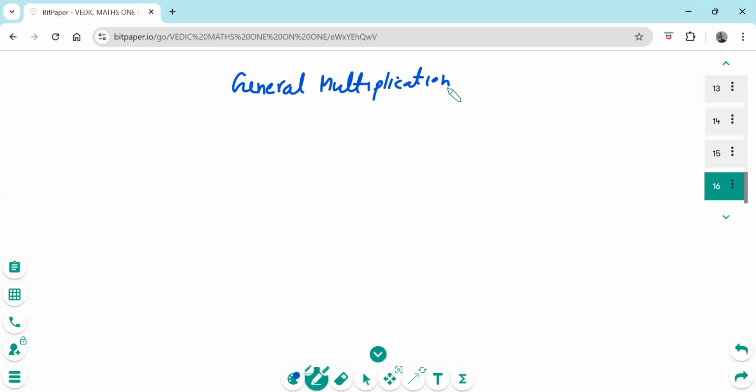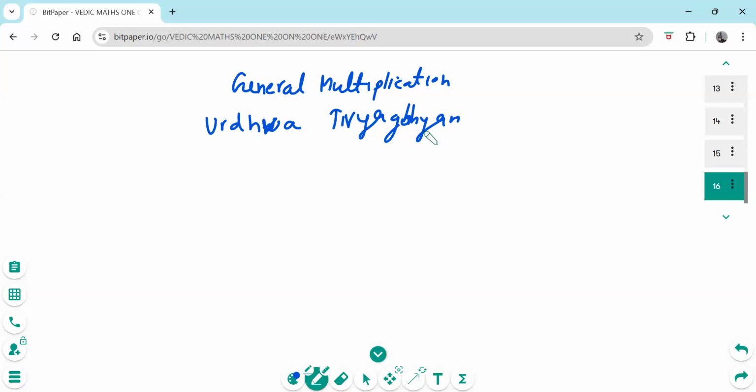Now, the sutra name over here is Urdhva Tiryabhyam. Okay, I'm going to write the name also. What is the name of the sutra? It is Urdhva, Urdhva with a V. Tiryabhyam. I'm hoping I'm pronouncing that right. Okay, mind my handwriting, please.